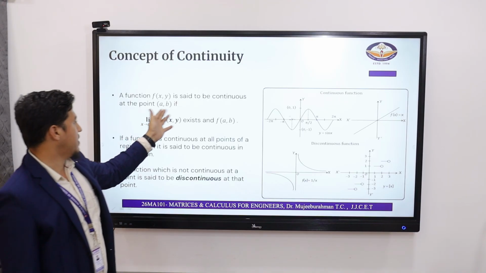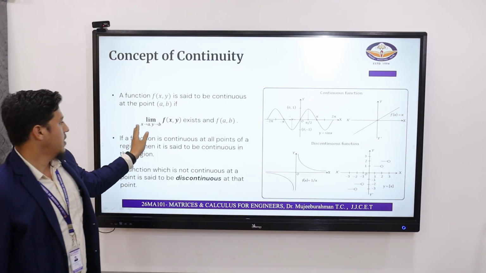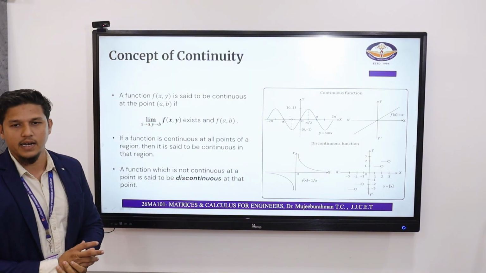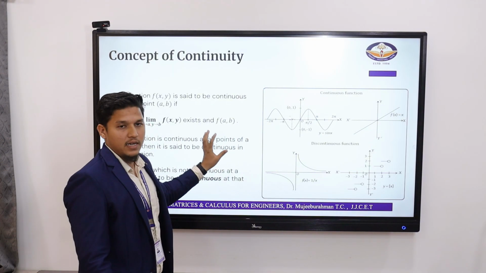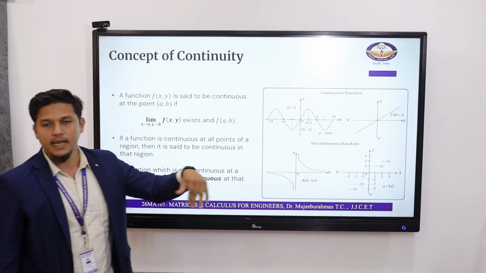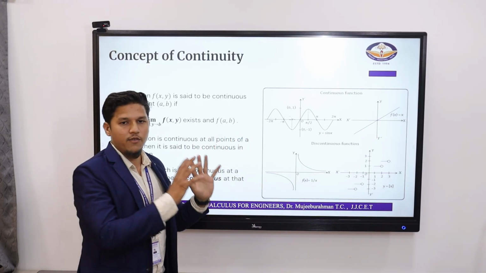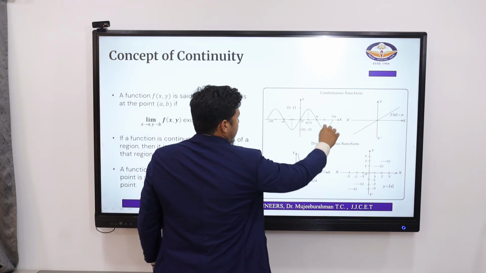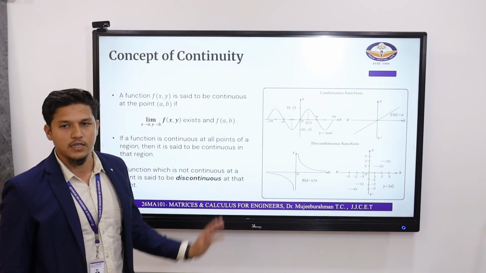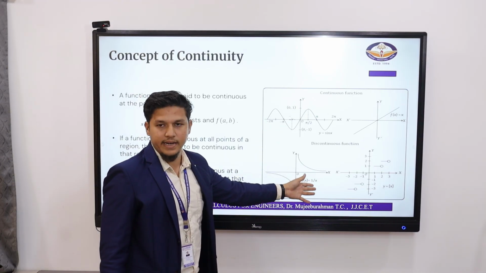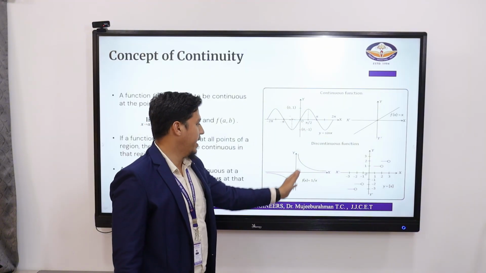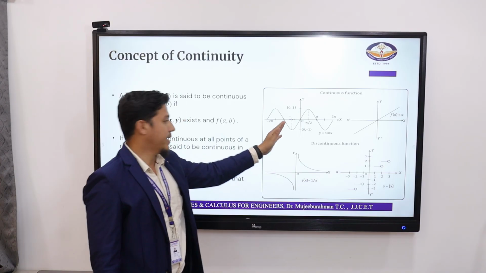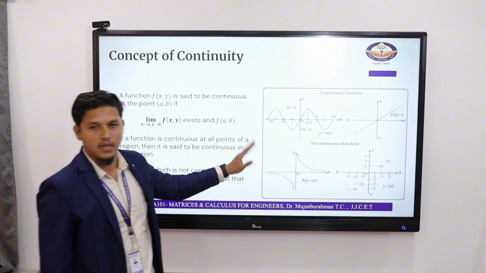Next, we will move on to the concept of continuity. The function of x comma y is said to be continuous at the point a comma b if the limit exists at the point. From the word continuity itself we can understand that it is a function which is continuous in nature. In other words, if we are drawing a continuous graph, we should draw the graph without lifting the pen. Then that function is known as a continuous function. Another example is a discontinuous function, where there is some break or jump in the function diagram. That is the difference between continuous and discontinuous functions.